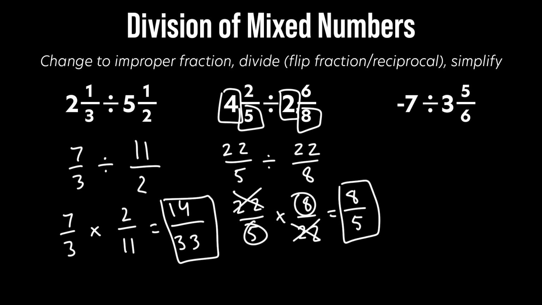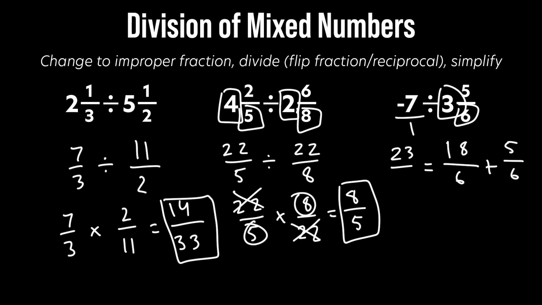Finally, for this last problem, we have what seems to be a whole number with a mixed number. A whole number can always be written as a fraction by simply writing it as being divided by 1. Now let's apply the rule to 3 and 5/6. So 3 times 6 is 18. It's going to be out of 6, of course. And then we add 5/6. And we're going to have 23/6.